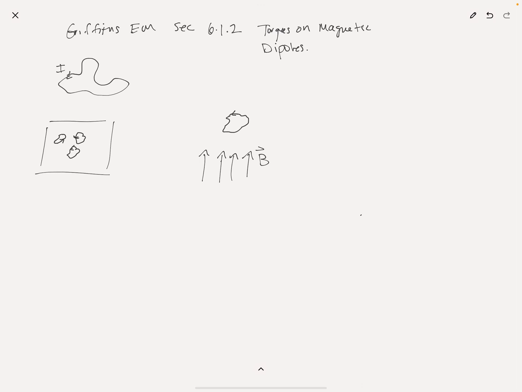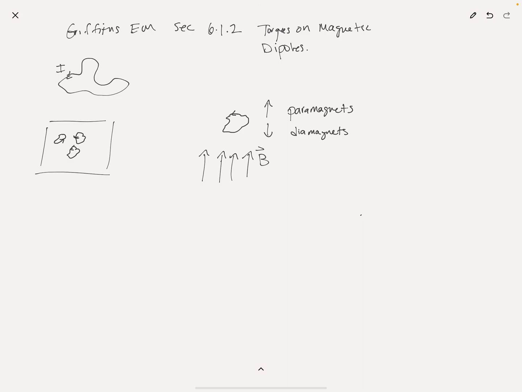There are different ways in which they align. You can induce these materials to have a net magnetic moment in the same direction as the external magnetic field that you're applying. Those are called paramagnets. And you can also get them to align opposite to the external magnetic field. Those are called diamagnets.